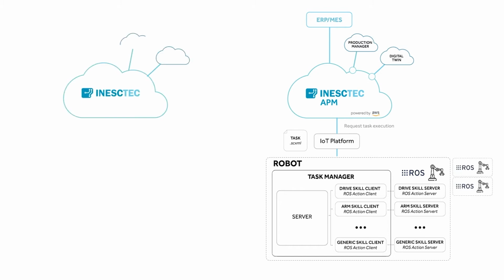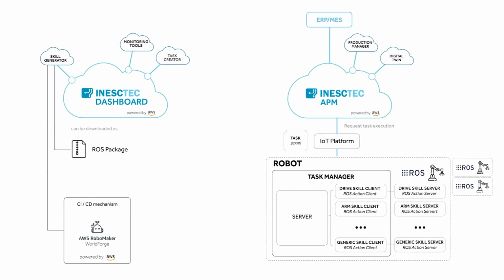To create, execute, and monitor the execution of robotic tasks, a stack of web-based technologies was developed. The skill generator allows the complete development of robotic skills to be used by robotic units. All skills are stored as Docker images in a private Docker registry. Skill generation is aided by CI/CD mechanisms, which ensures proper working of the skill.